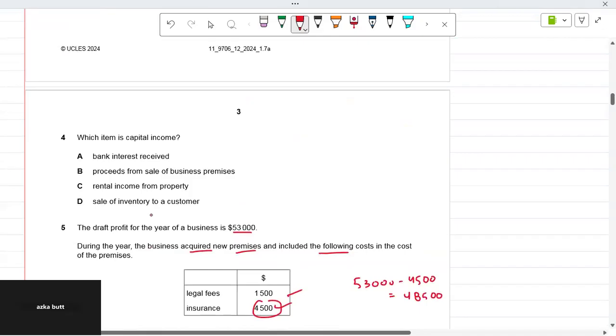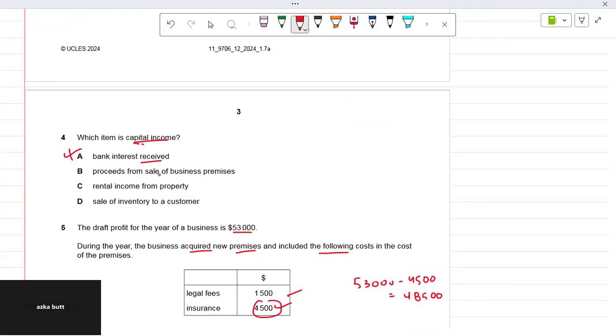Now let's see question number 4. Which item is a capital income? First one is bank interest received. So this is income earned from investment or deposits of bank. So it is revenue income as it is a regular income stream. So that's why this is not part of capital income.